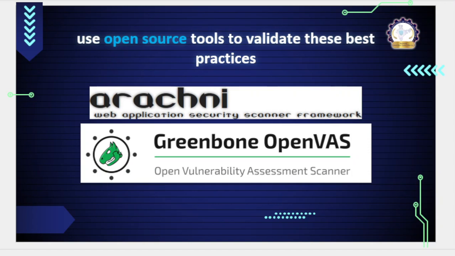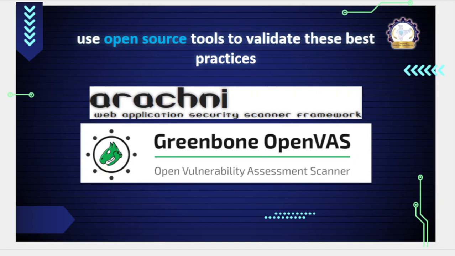So next one we have API vulnerability scanning. It performs regular vulnerability scans of the API to identify known vulnerabilities. Open source tools such as ZAP, Arachni, or OpenVAS can be used to perform API vulnerability scanning. Vulnerability scanning is an automated process of identifying potential security weaknesses or vulnerabilities in the system or application.